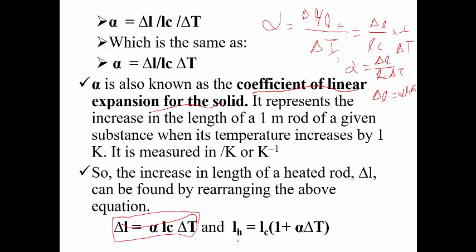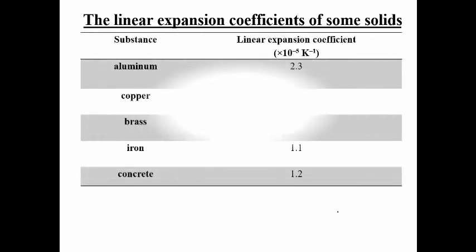And if you are asked to calculate the length at hot, that means the total length after it is heated, you must use this equation. The second one, before that, the linear expansion coefficient of solids. Some are given here. For aluminum we have 2.3 times 10 to the power of -5 per Kelvin.